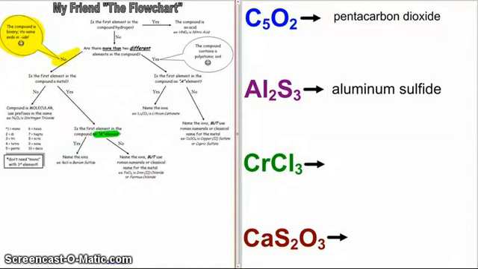Our next example is CrCl3. So I've got chromium and I've got chlorine. So again, no to hydrogen. There's only two elements. We're still binary, still ending in "ide."